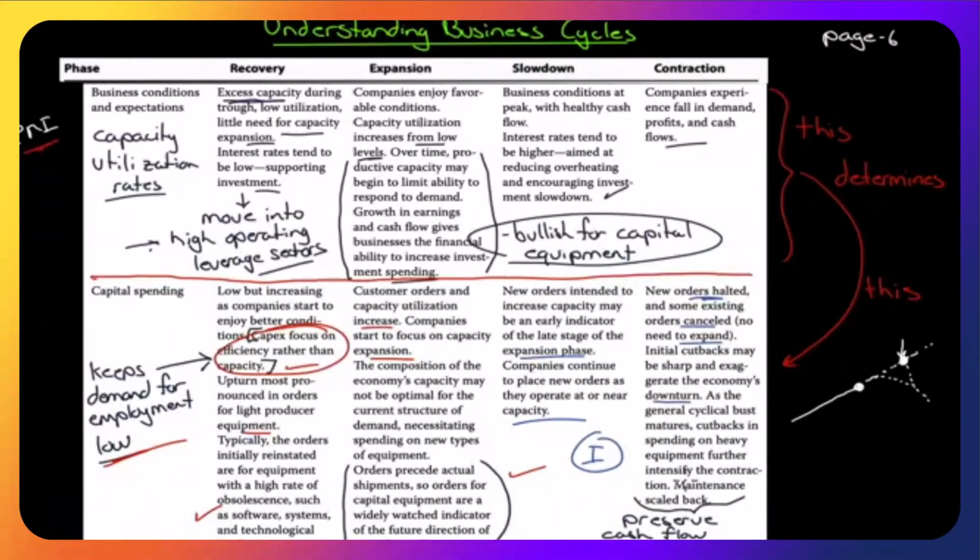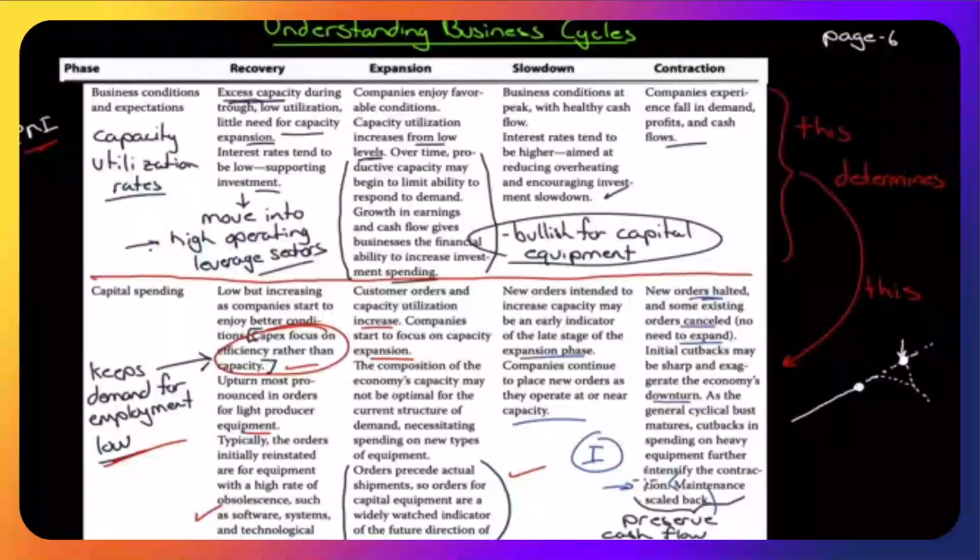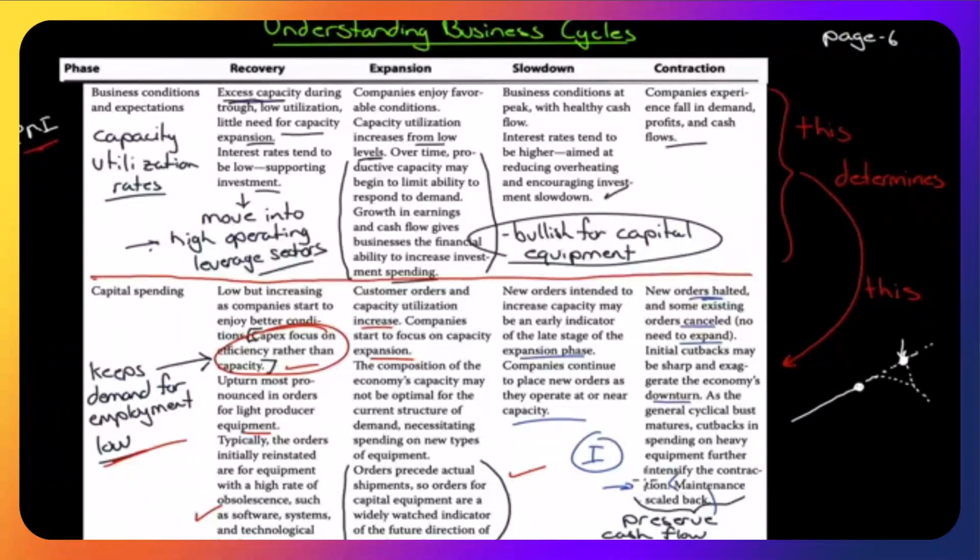Maintenance is scaled back. That's an important thing. That helps preserve cash flow for companies. They'll take their existing capital stock and they'll say, well, let's cancel all the orders. And for the existing capital stock we have, let's sort of stretch out our maintenance schedule or cut back on it a bit. And it is meant to preserve cash flow.